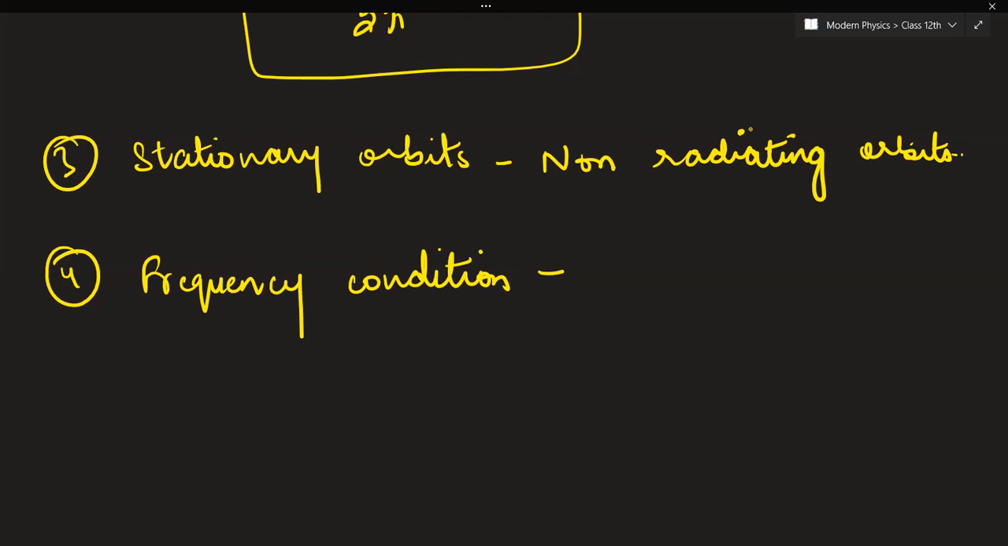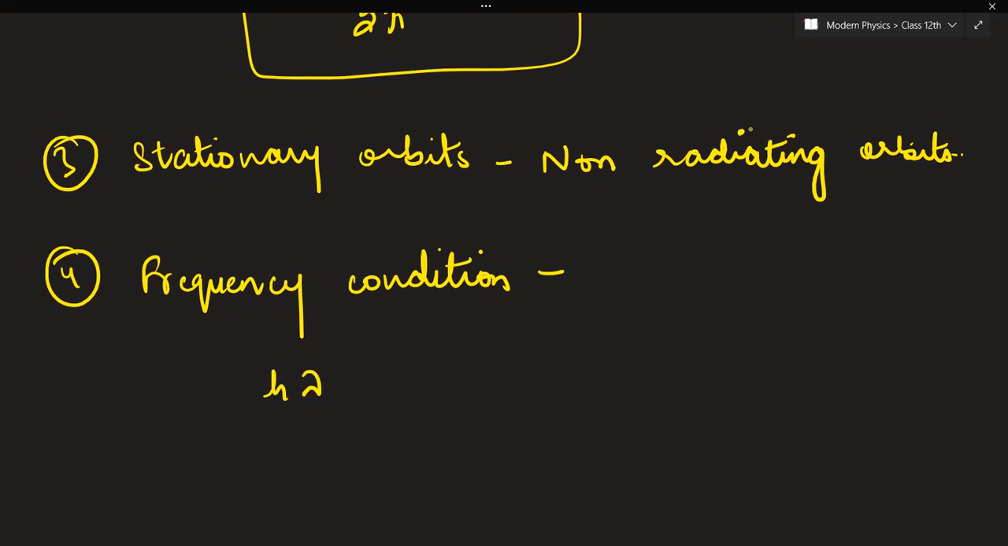Electrons have a tendency of jumping from any orbit to any orbit, from first to second, third to fourth, any orbit. Certain series are there, and we'll see those in today's class only. Now, what is the frequency condition? The frequency condition is E equal to h nu.